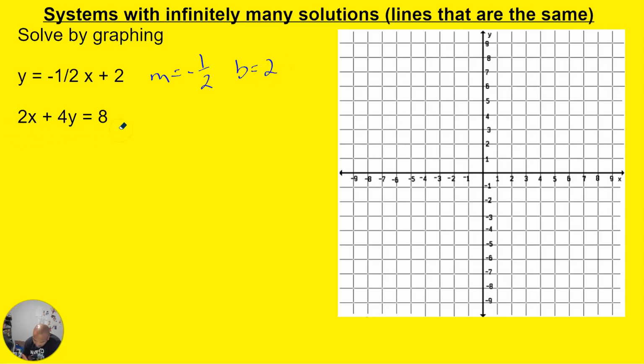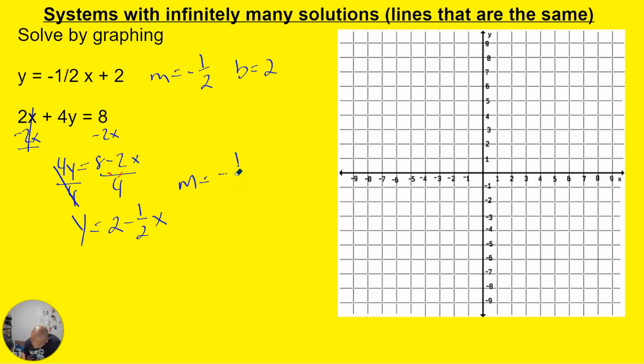This one we have to actually solve for y. So what we're going to do, minus 2x from both sides, solve for y. So 4y is going to equal 8 minus 2x. Divide by 4, divide by 4. Y is equal to, now remember, we're going to basically divide both of these by that 4 there, and we're going to wind up with 2 minus 1/2 x. All right, so our slope for this one here is going to be m equal to negative 1/2, and our b is going to be equal to our y-intercept.